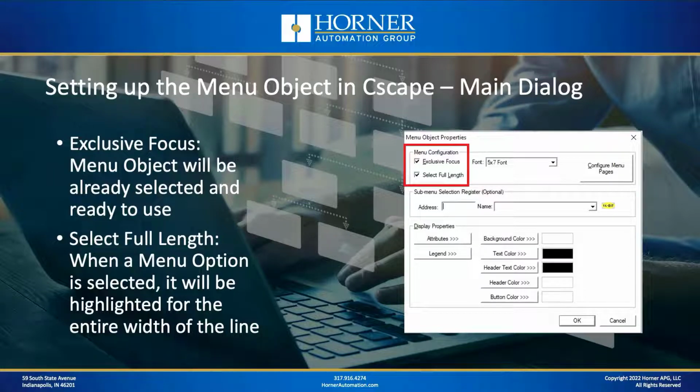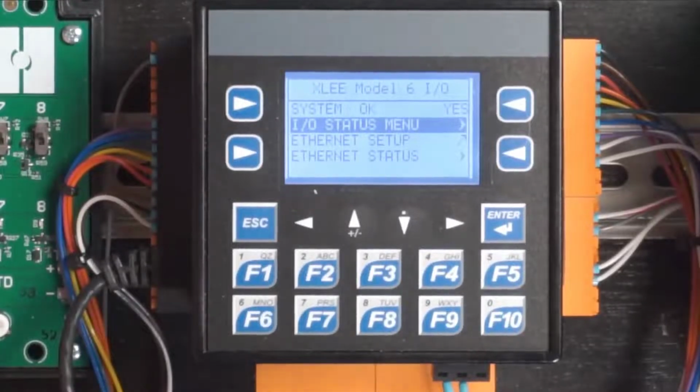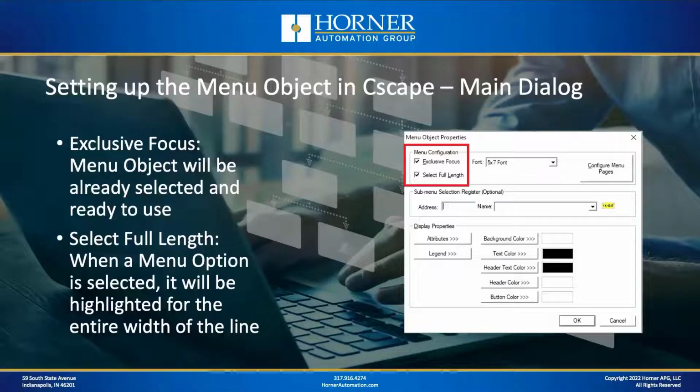Now there's another option in the upper left-hand corner, and that is that the selection bar can either be full length or non-full length. Now almost all the time you're going to want that selection bar to be full length. Let me show you what I mean here. If you take a look at this real-world application of this XLE with a menu screen being displayed, you can see that the I/O status menu item is fully highlighted, all the way from left to right. So that's because it was created with the select full length option checked.